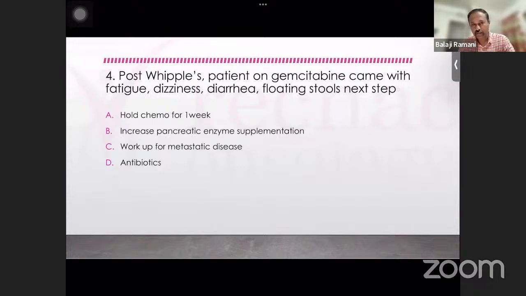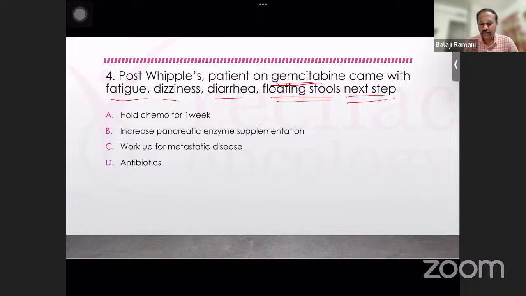Okay, right. So the next question is going to be this particular clinical scenario where you have a post-Whipple's patient. Patient is on gemcitabine, comes with fatigue, dizziness, diarrhea, and floating stools. What is going to be the next step in management? Now, remember, when they give clinical scenarios, there will always be a clue in your diagnosis as to what this is going to be.